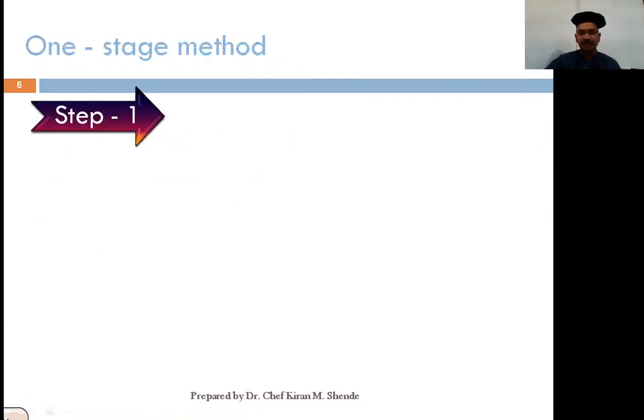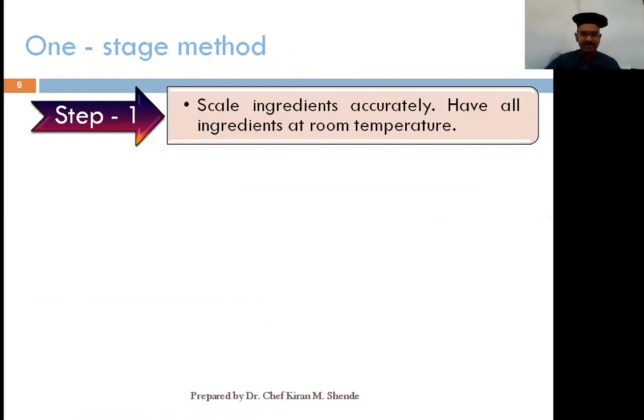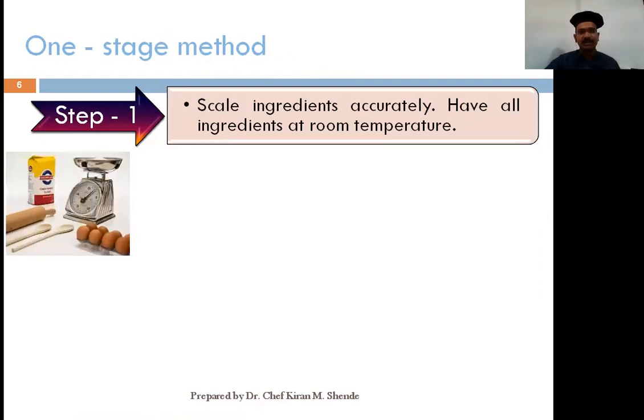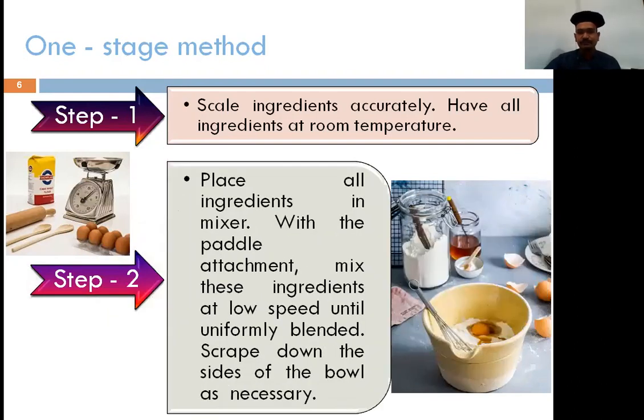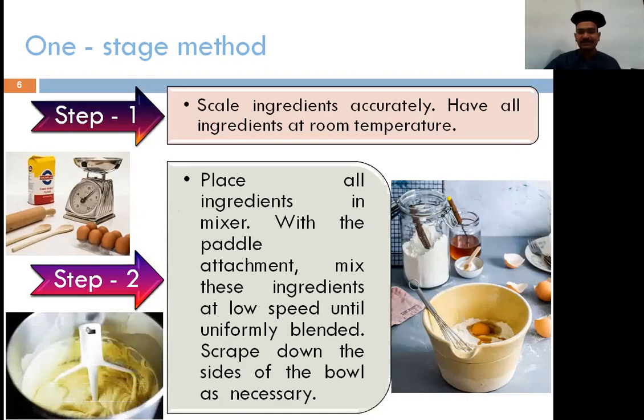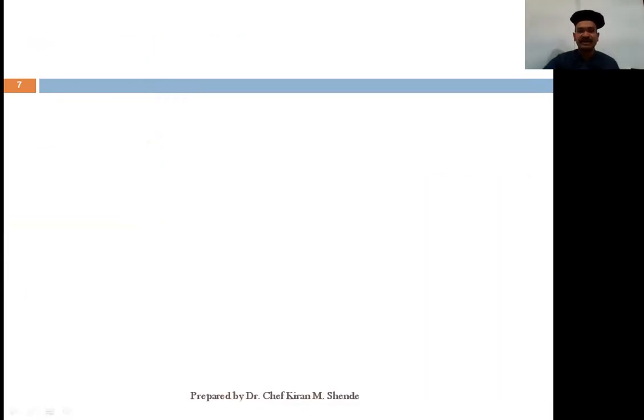We begin with method number one, that is called a one stage method. As the name says, this is the quickest method of cookie making. What happens in step one? You have to scale all the ingredients accurately and have all the ingredients at room temperature. In step two, put all the ingredients in a planetary mixer with a paddle attachment, which can be seen in the photograph. Mix all the ingredients at a low speed so that the mixture is uniformly blended. To be on the safer side, you should keep on scraping the sides so that the mixture blends fast and there is less handling.